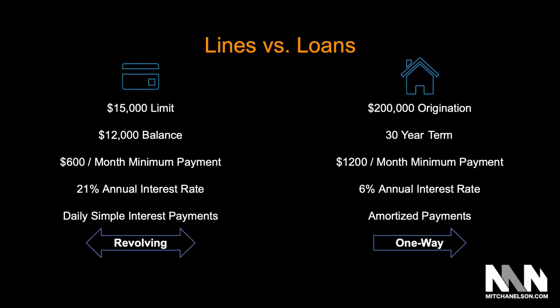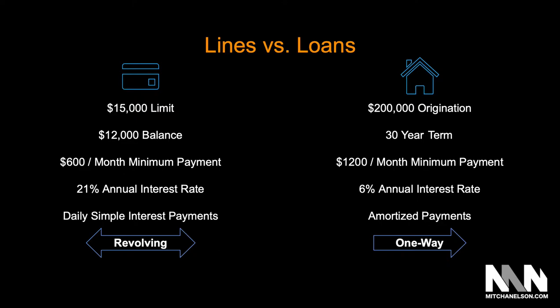Now, with lines of credit, the way it works is you have a limit. You're able to use up to that limit. You have a balance that represents the amount of that line that you've already used. You have a minimum payment associated with it, a daily simple interest rate, and it's got a revolving nature.